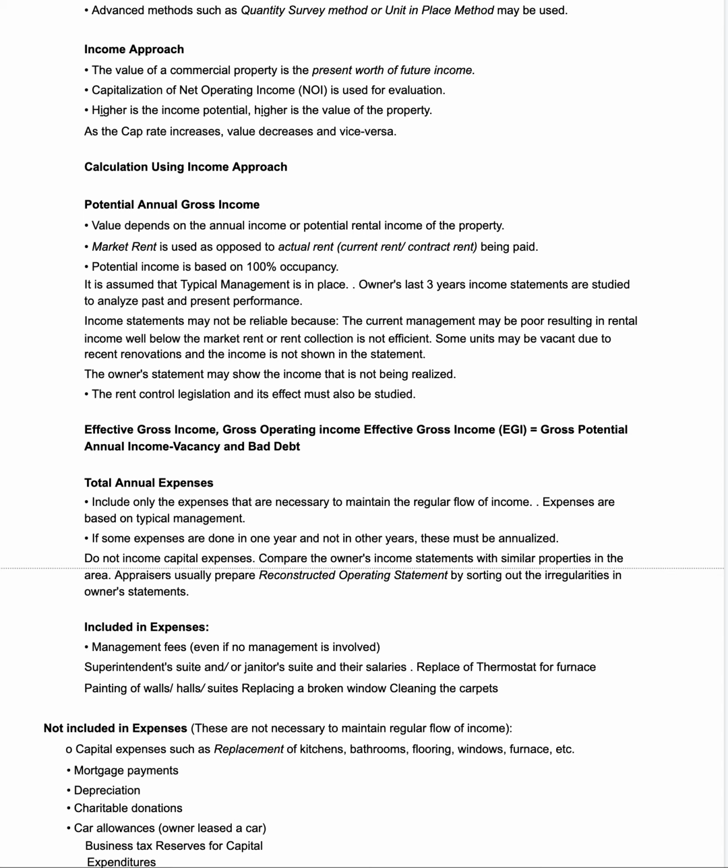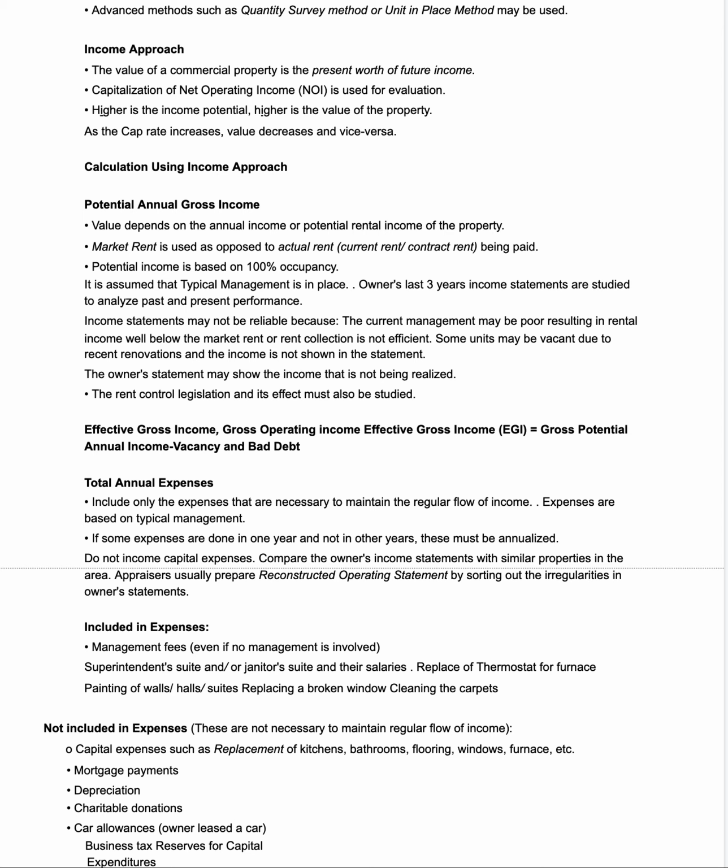Some reasons for this could be perhaps the management of the property is unusually poor and current rentals are well below what they should be, rent collection is not efficient, and there is an abnormally high ratio of uncollected rents. Perhaps some of the units have been vacant due to current renovation or modernization, and the potential income does not show up in the income statement.